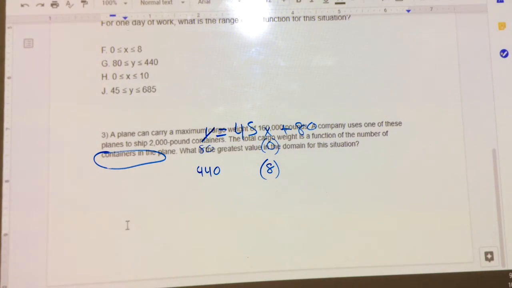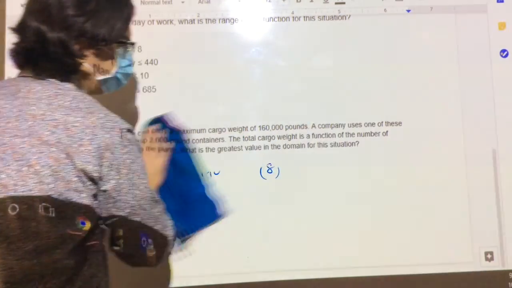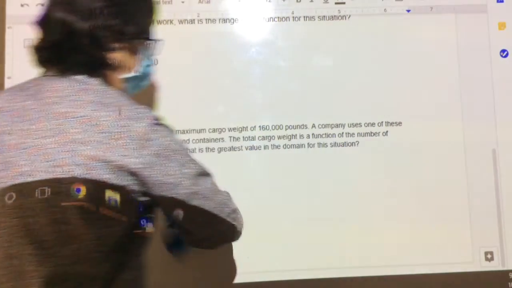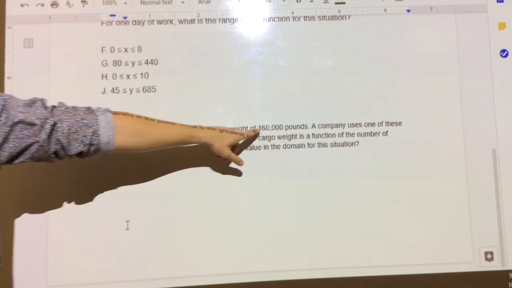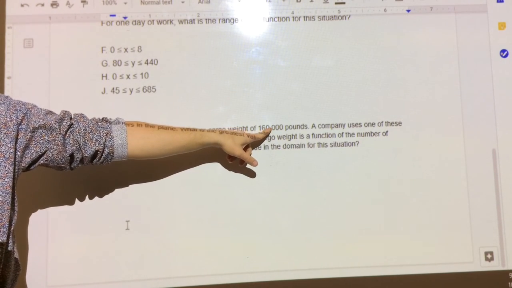Okay, and our last one. A plane can carry a maximum cargo weight of 160,000 pounds. A company uses one of these planes to ship a 2,000-pound container. The total cargo weight is a function of the number of containers in the plane. What is the greatest value in the domain for this situation? Okay, so as I wrap this question up, it's giving me the maximum amount that we can have, right?